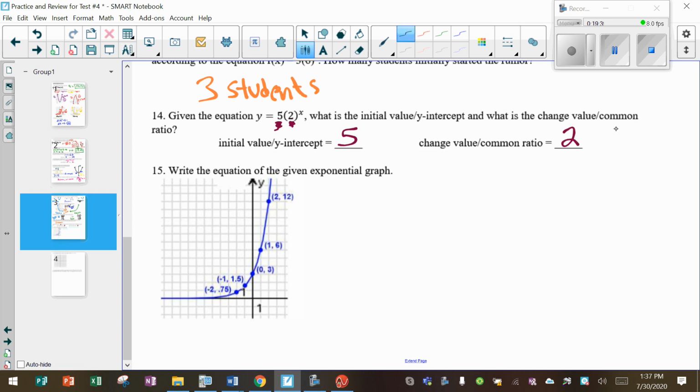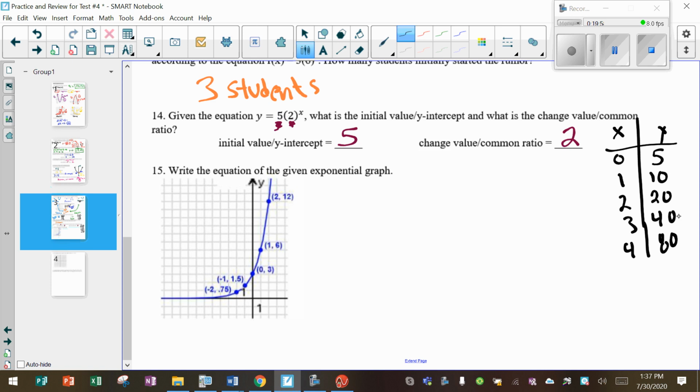If we had a table or had to graph it, we could start off with (0, 5), that's the y-intercept, and then times 2, times 2, times 2, times 2, and just keep going. That's what the change value does. It shows me the pattern of how the y values are multiplying times 2.